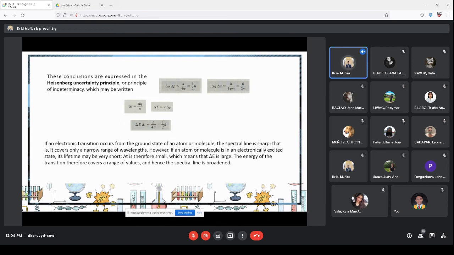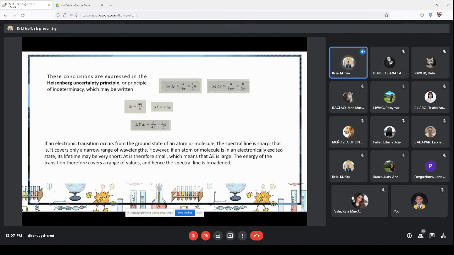So these conclusions are expressed in the Heisenberg uncertainty principle, or the principle of indeterminacy, which may be written as the uncertainty for the position times the uncertainty for the momentum, Q being the position and P the momentum, is greater than or almost equal to h over 4 pi or 1/2 ng ating h bar. Okay? So we have delta Q times delta P.